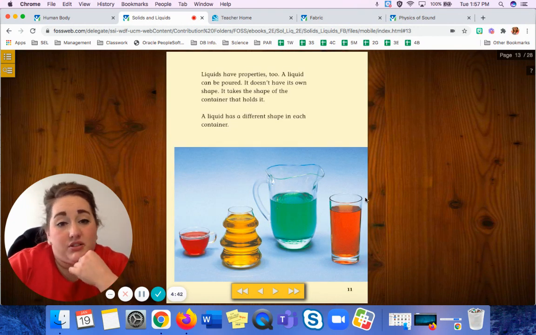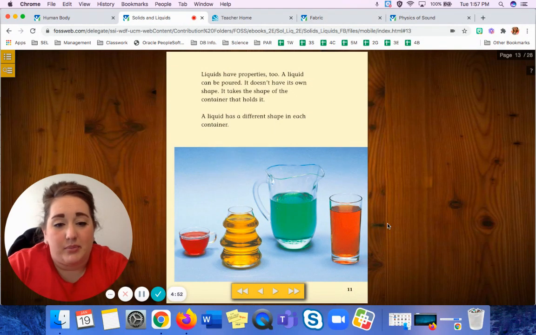Liquids have properties too. A liquid can be poured. It doesn't have its own shape. It takes the shape of the container that holds it. A liquid has a different shape in each container. So notice here it's thin and cylindrical. Here it's wider and curved on the bottom. Here it has 3 different curves. And then here we have a little teacup. And that's all. So the liquid is the colors, obviously. And you can tell the shape they are because of the container they're in. You can see the container stop.